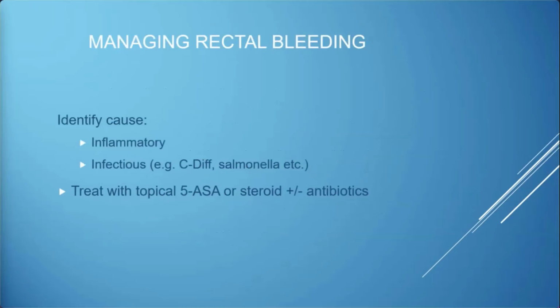In the management of rectal bleeding, we need to identify the cause. If it's inflammatory, we would treat with topical steroids or 5-ASAs, possibly suppositories or enemas. If it's infectious, so C. diff or salmonella, we would use antibiotic therapy.